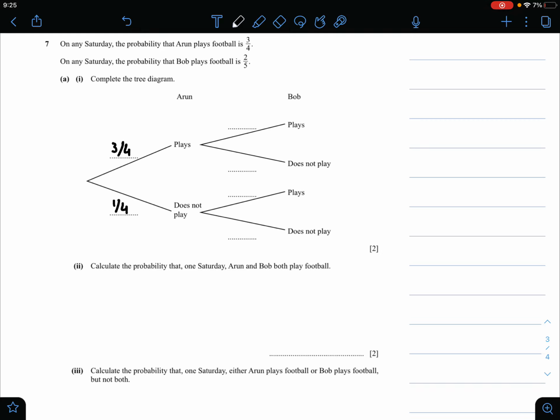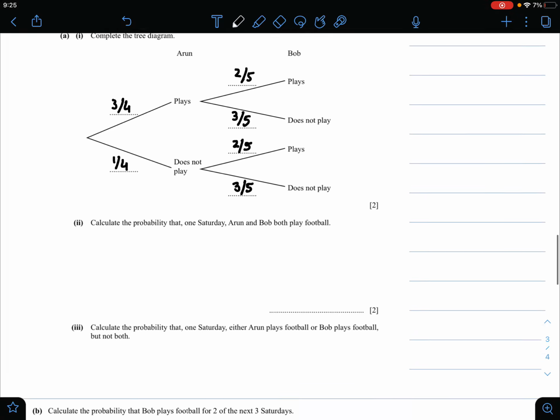Now they are also telling us that on a Saturday the probability that Bob plays is 2 by 5 and that he doesn't play will be the remaining, that is 3 by 5. So again, the probability that he plays is 2 by 5 and the probability that he doesn't play is 3 by 5. Now let's move to part A2.